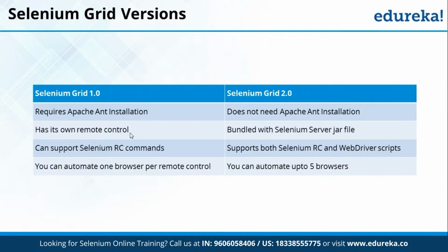So in Selenium 1, we had remote control, right? Here we needed Apache's Ant installation to run Grid. Whereas here in Selenium 2, what I need to run Grid is only the Selenium Server standalone jar. And this can support RC commands. Selenium Grid 2 can support both RC and WebDriver scripts. In Selenium Grid 1, you can automate one browser per remote control. In Selenium Grid 2, you can automate up to 5 browsers. So these are the differences in the two versions of Selenium Grid.